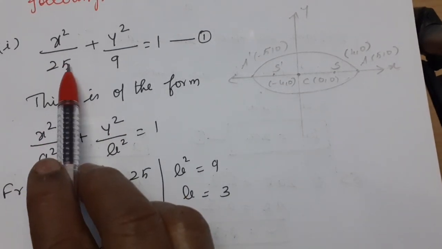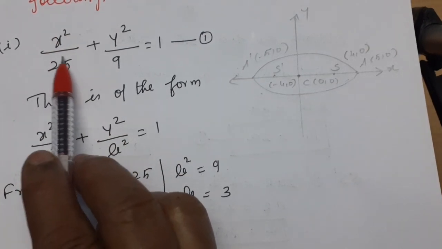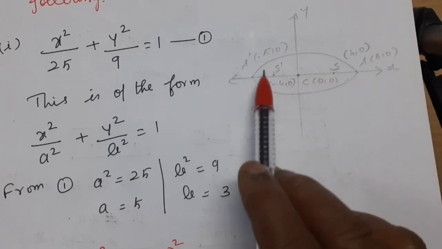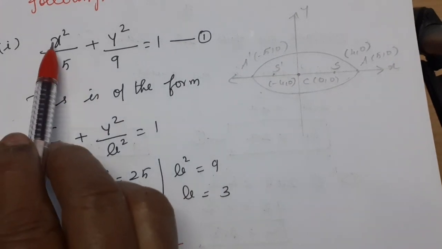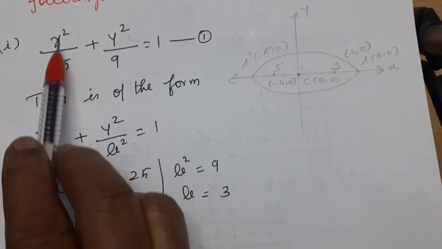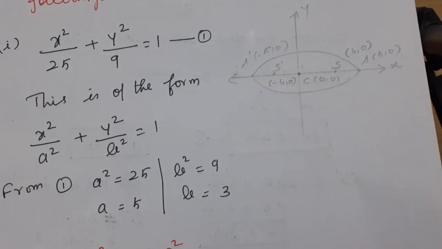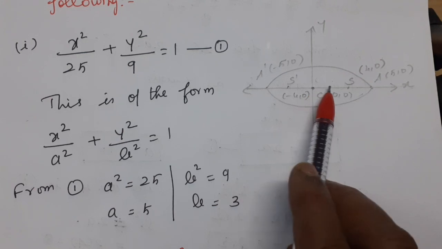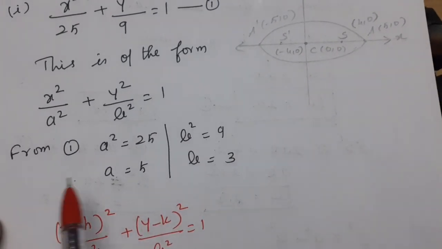a square is the greater value. The denominator of x square is the greater value, which means the major axis of the ellipse is the x-axis, because this is x square by a square, x square by the greater value. So the major axis is along the x-axis. See the diagram also. If you understand the diagram very well, I will easily be able to do this. Already I told you in the last class also. So what is a square?